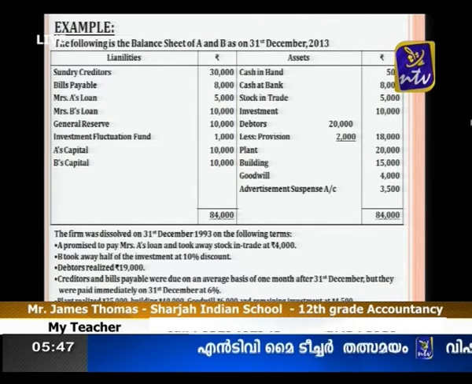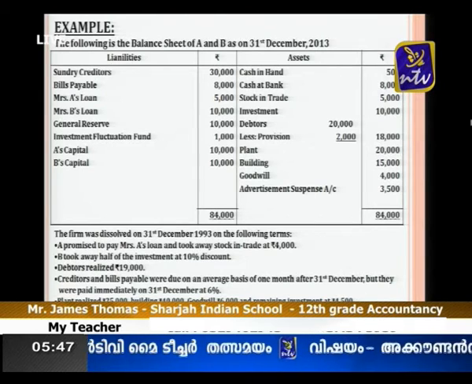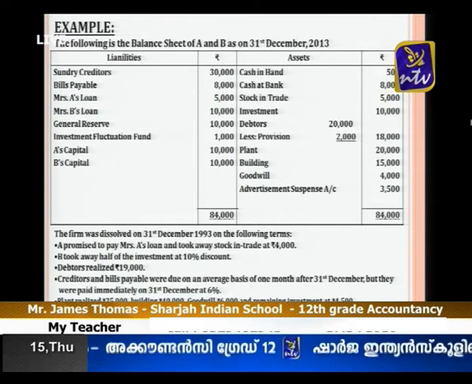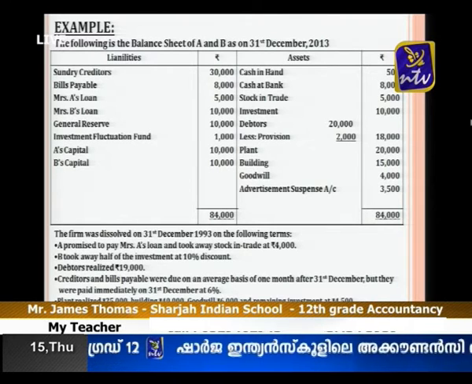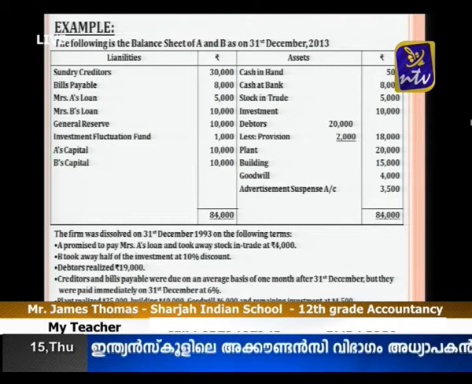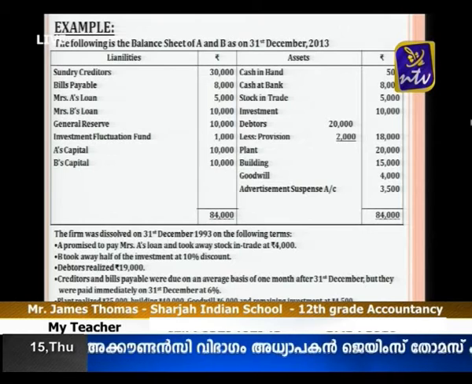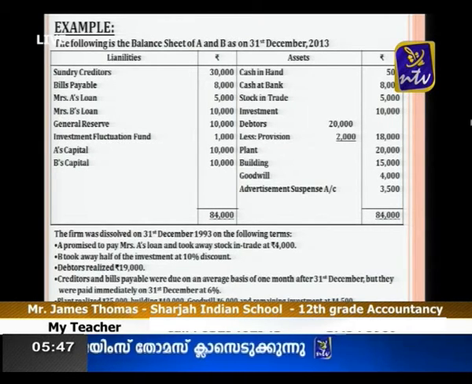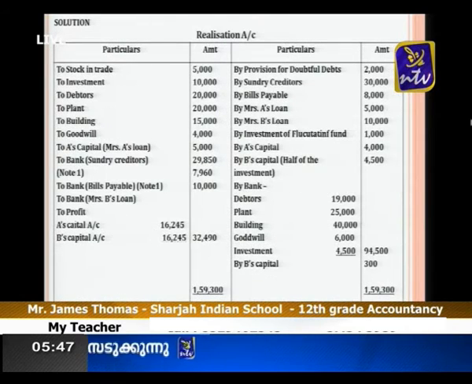Then here one more exceptional entry is there, that is the advertisement expense. The advertisement expense will go to the partners' capital account debit side, and the investment fluctuation fund we are transferring to the realization account, and afterwards no further adjustments. And the general reserve we are transferring to the partners' capital accounts.